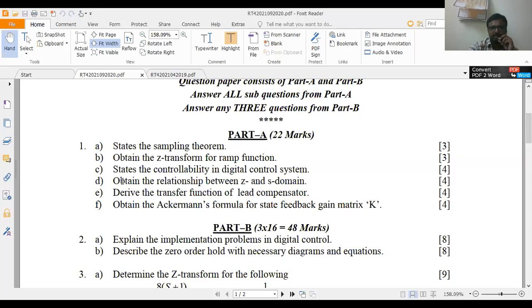The 2 marks question is regarding obtaining the relationship between the jet plane and S plane, that means z is equal to e power s into T. After that, obtain the Ackermann's formula for the state feedback gain matrix. We have an expression for this one.